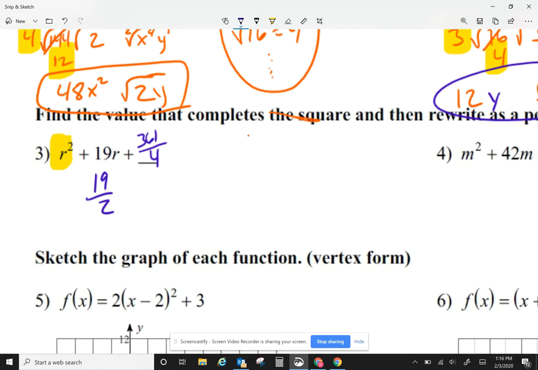So here, the first question was to find a value that completes the square. I'm just going to say 361 over 4. That's the number that completes the square. Let me put a colon and type in a space. Then it says complete the square. I'm just going to say r plus 19 over 2 squared.